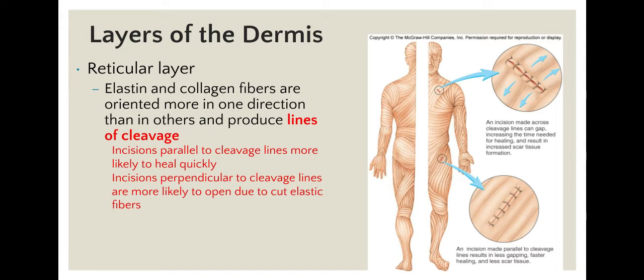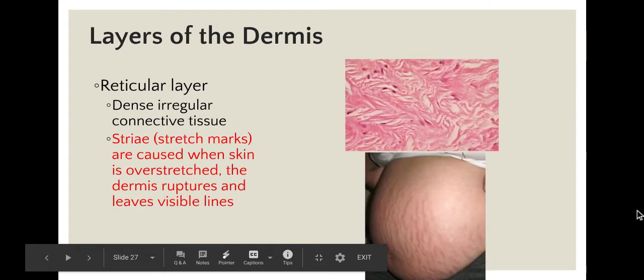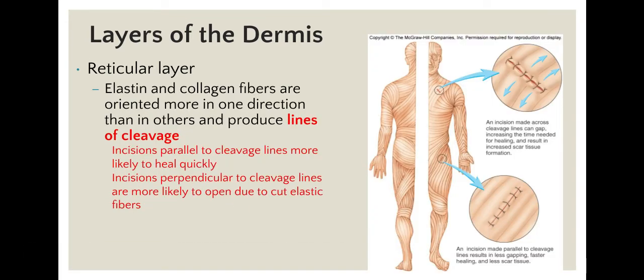If the incision is parallel to those cleavage lines, it's going to heal more quickly and the scar won't be as visible because it's sort of going with the grain. If you have an incision that's perpendicular to those cleavage lines, it is going to take longer to heal and it most likely will make a more visible scar because you've cut more of that elastic fiber. So you've sort of reduced that ability to recoil.